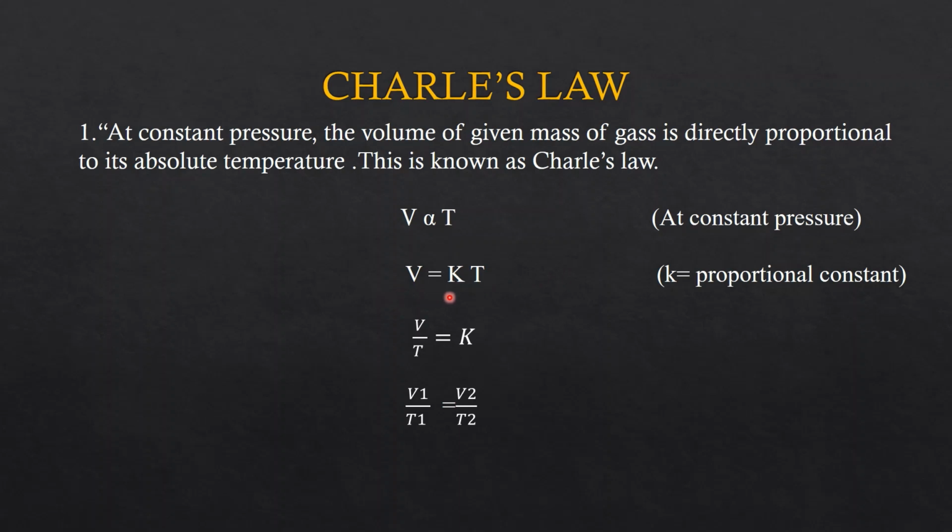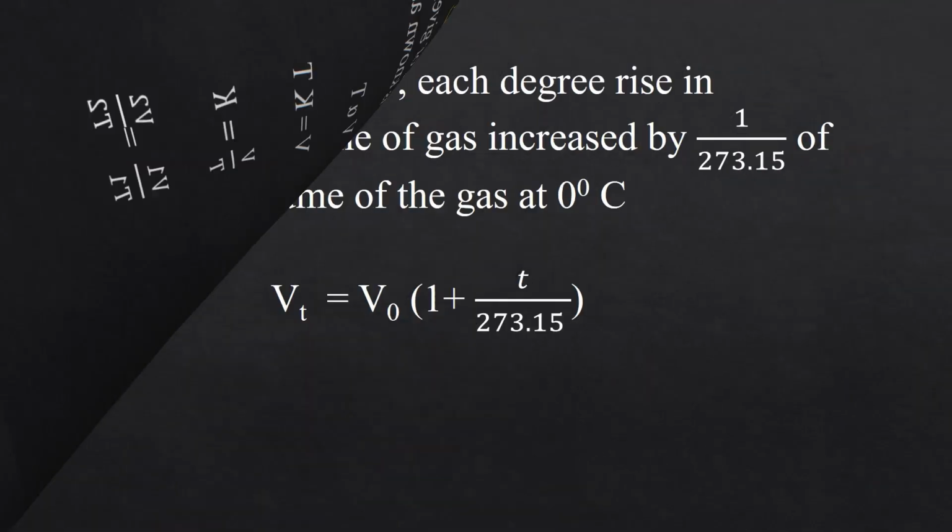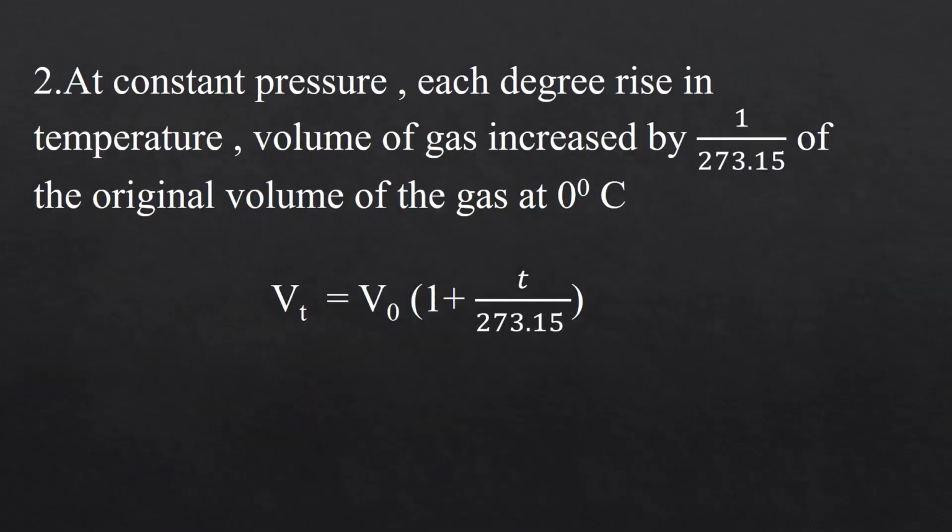So V is equal to K into T, where K is the proportionality constant. V by T is equal to constant. It is the mathematical form of Charles' Law, or V1 by T1 is equal to V2 by T2. There is a second definition of Charles' Law.